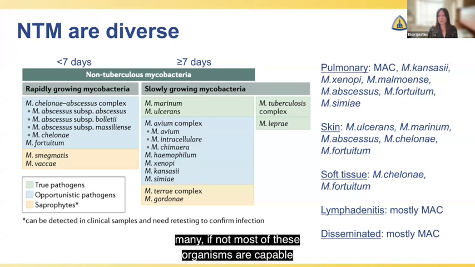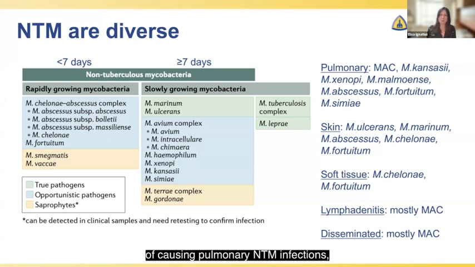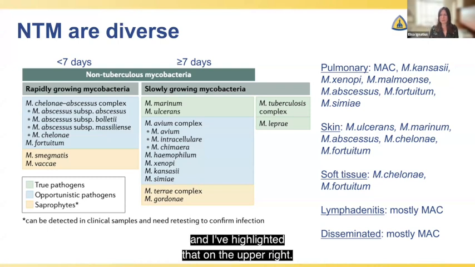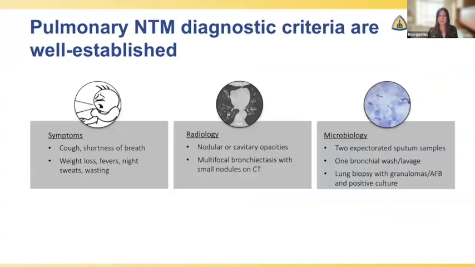Many, if not most, of these organisms are capable of causing pulmonary NTM infections, and I've highlighted that on the upper right. But there are certain subspecies that do have a predilection for causing certain site-specific NTM infections, and we'll dive into many of these in greater detail.